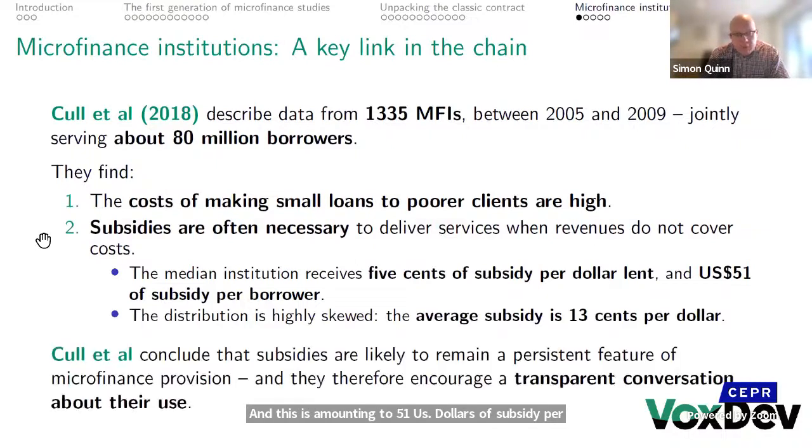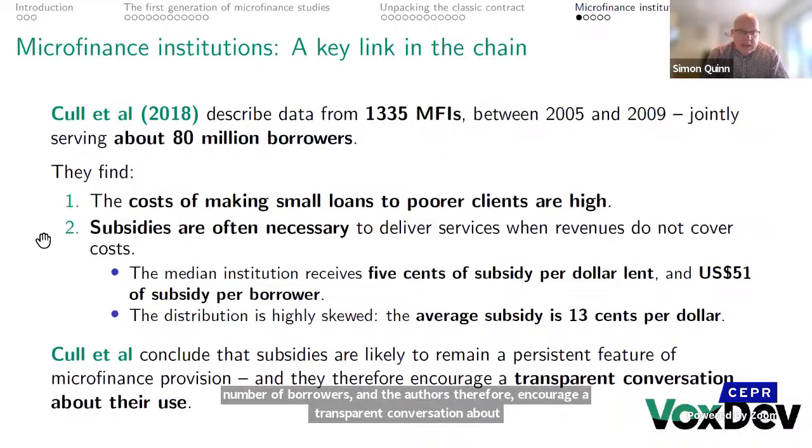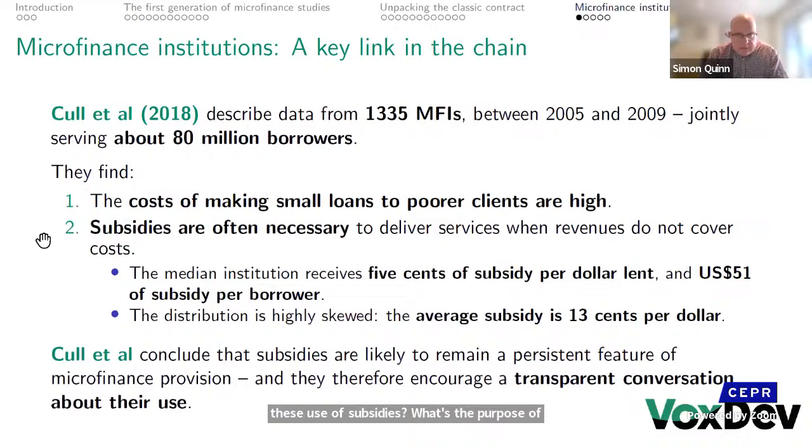And this is really important for one of the key conclusions of Cull and co-authors, which is that we should probably move away from a narrative that subsidies are just a short run or introductory thing for a microfinance institution to need. Subsidies in this space are likely to remain a very persistent feature of microfinance provision, at least for a large number of borrowers. And the authors therefore encourage a transparent conversation about the use of subsidies. What's the purpose of subsidies? The distinction between, for example, subsidies for consumption lending versus subsidies for investment lending, which potentially have very different kinds of justifications in this space.